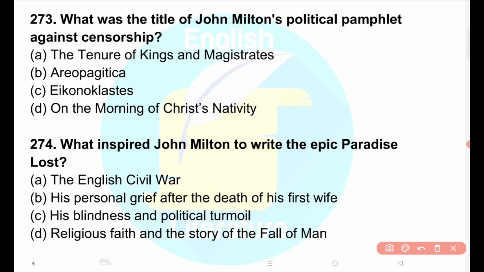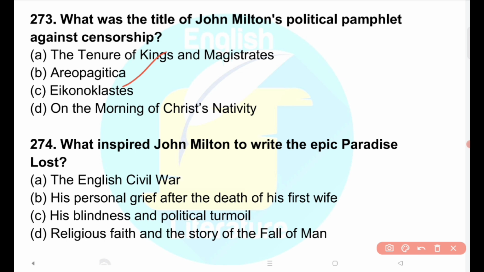What was the title of John Milton's political pamphlet against censorship? Option B, Areopagitica. Areopagitica, 1644, was written in defense of freedom of speech and against publication censorship. It was named after the Areopagus, a council of ancient Athens known for free speech. It remains one of the most influential works on press freedom.